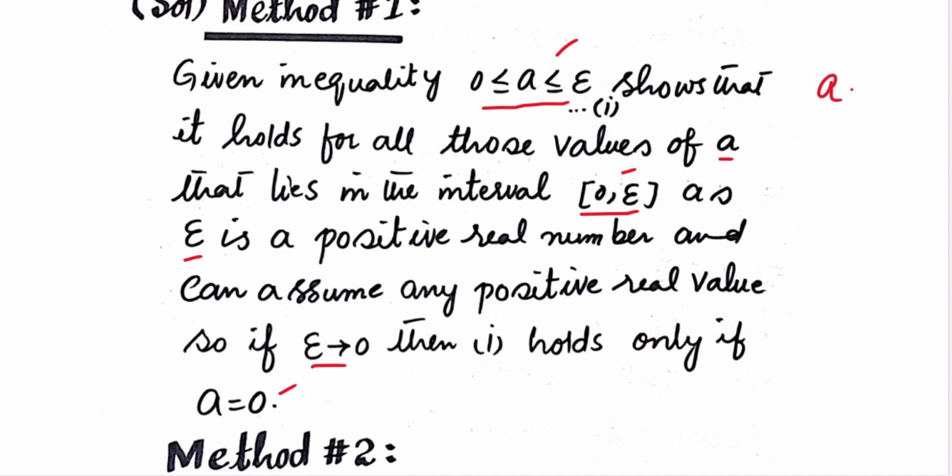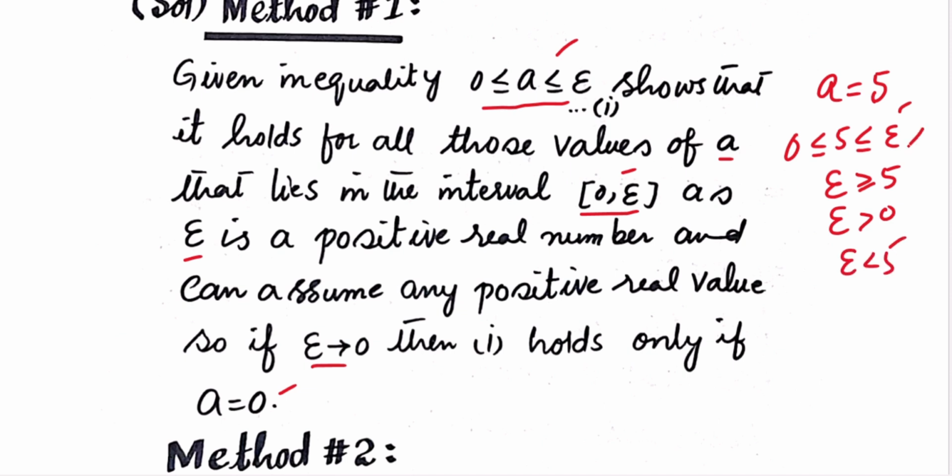Let us elaborate method number 1 by taking a numerical example. Suppose I fix a equal to 5, then this inequality becomes 0 less than or equal to 5, and 5 less than or equal to epsilon. This inequality is true whenever epsilon is greater than or equal to 5. But it is given that epsilon is positive and can assume any positive real value. So if epsilon is less than 5, then this inequality will not hold. Suppose epsilon is equal to 1, then I have to shrink this inequality. So this inequality now holds when a lies between 0 and 1.